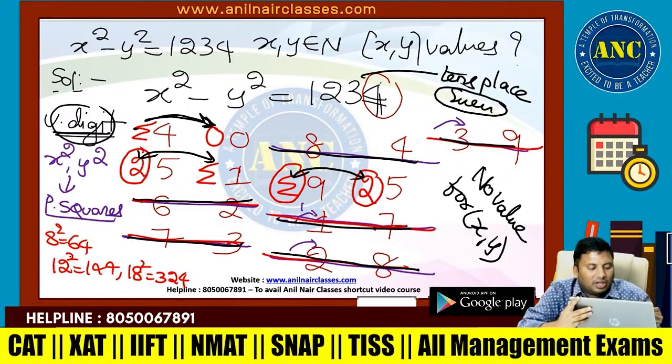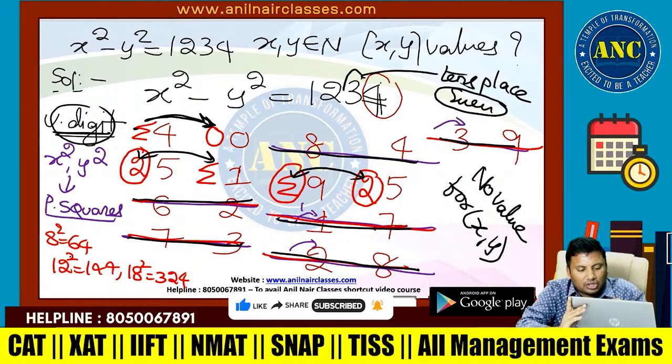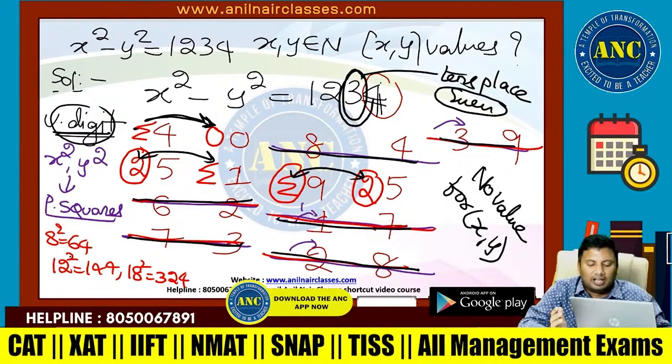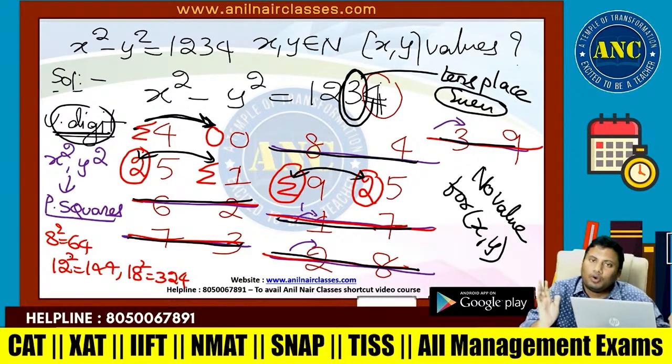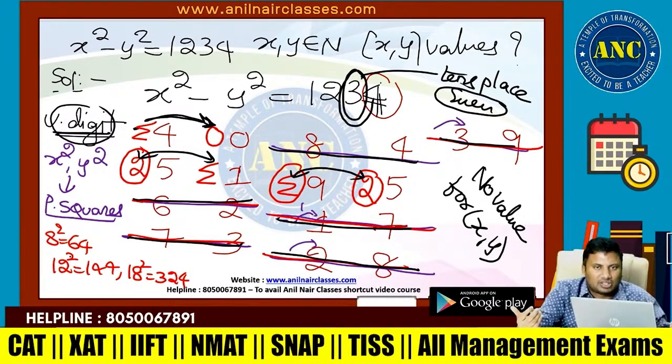Even minus 0, even. A perfect square ending with 5, tens place is 2. Ending with 1, tens place is even. Even minus even, even. Tens place should be even. But according to the question, tens place is odd. Therefore, answer is no value for x comma y. This is Anil Nair's way of solving this question just based on the perfect square concept.